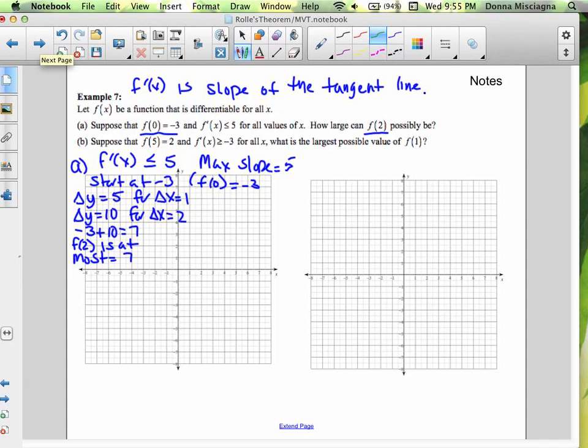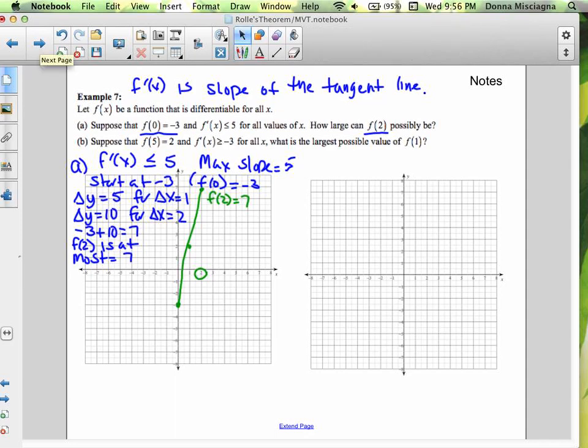All right, so let's take a look at this graphically. So we're starting at 0, negative 3. You can figure this out without the graph logically, or you can use the graph to help you out. The maximum slope is 5. So that means we go up 5, 1, 2, 3, 4, 5, to the right 1. We want f of 2, so do it one more time. 1, 2, 3, 4, 5 to the right 1. And notice we got to the same place as I said we would algebraically. So the most that we can be is 7.